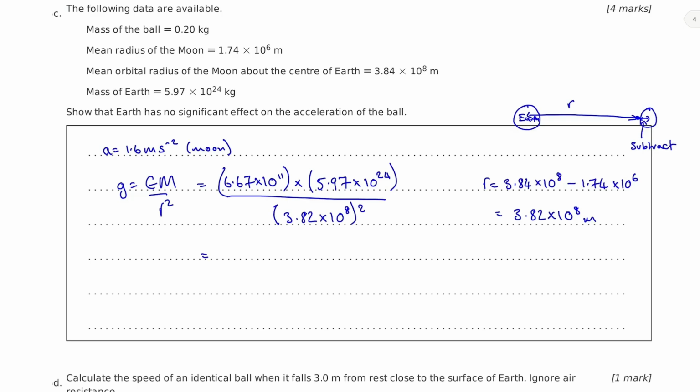Squared. And the answer for this is 2.7 times 10 to the minus 3 metres per second squared. That's quite small. And if we remember from the previous question, our acceleration on the surface of the moon was 1.6. So this is the effect of the acceleration due to the Earth, and this is the effect of the acceleration due to the moon. It's a very small percentage of it: 2.73 times 10 to the minus 3 divided by 1.6. It's the equivalent of 0.2%.